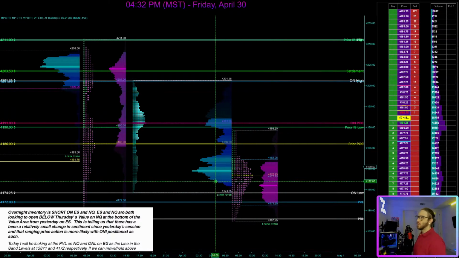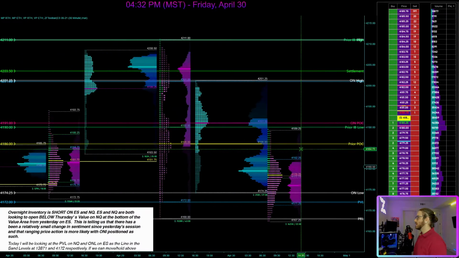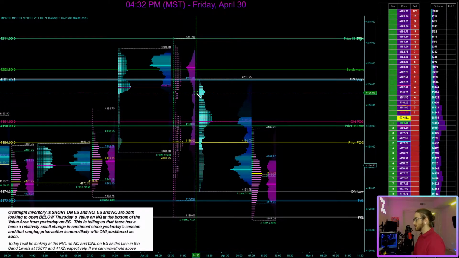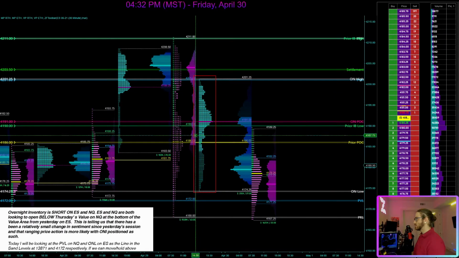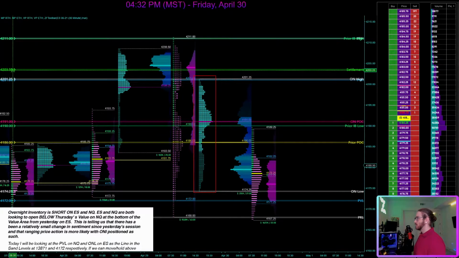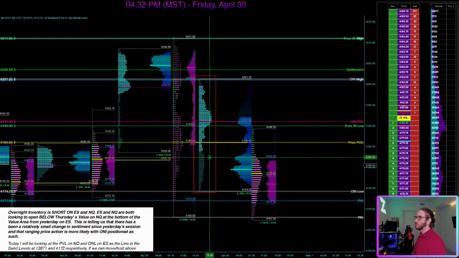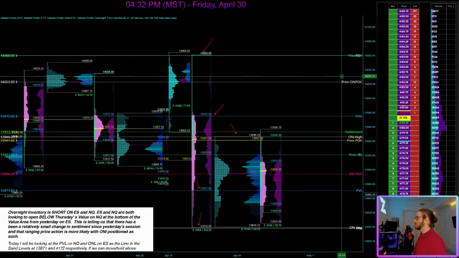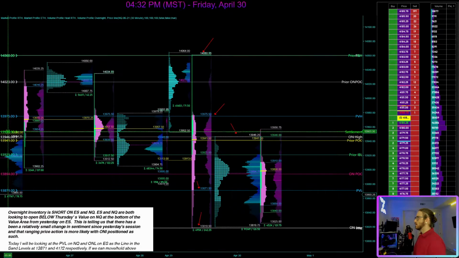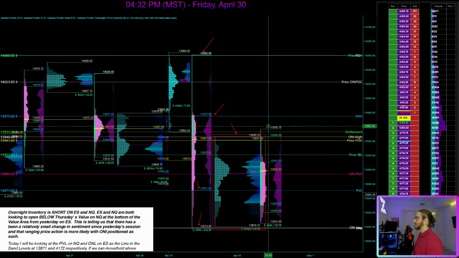So the overnight inventory was short on ES and NQ, which means that the entirety of the overnight price action, which is right here, was below the settlement price. So you can see settlement at 42.03. Here's the overnight inventory entirely below settlement. And we can see the same thing here on NQ. Settlement's 13,953, and the entire overnight inventory or overnight profile is below that level.